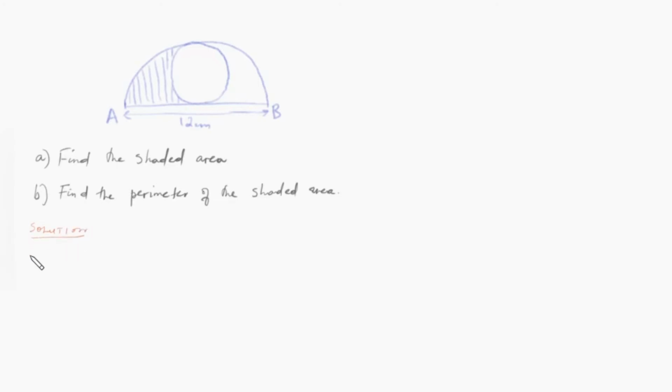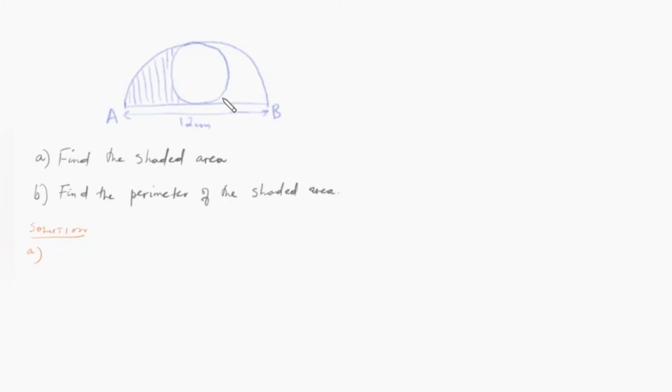Let's look at A. Okay. Now, what has to be looked at here? It's very simple. Very simple indeed. The shaded area is this one. This shaded area is the same as this area here. They are the same.